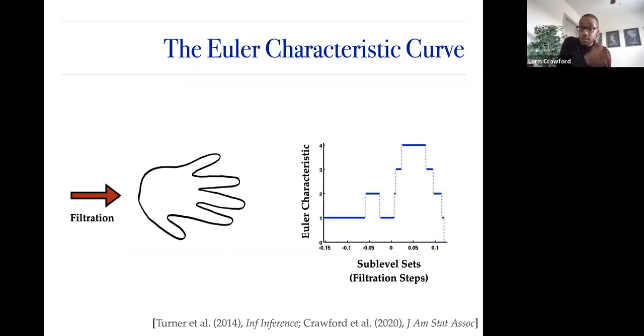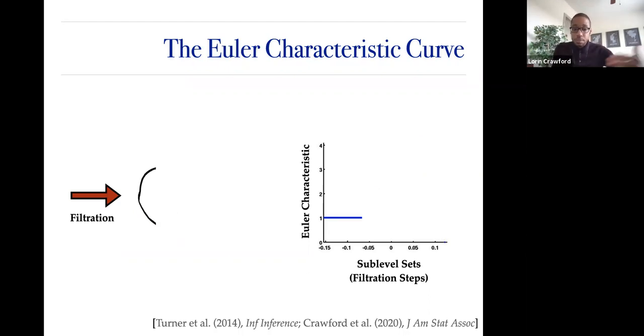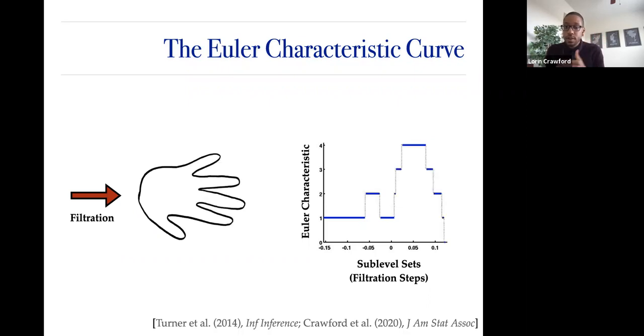What we're going to do at each step in the filtration is count the Euler characteristic up to that filtration point, move up in the filtration, count the Euler characteristic, and that's going to give me this nice curve. So we have a filtration, count up to that point, or that sublevel set. That's going to be our Euler characteristic. We move a little further, and I continue to count until I have my entire curve.